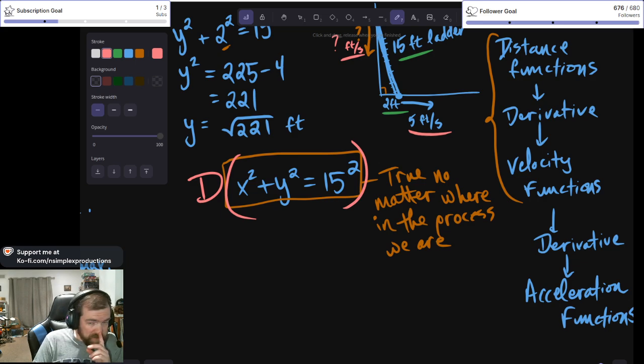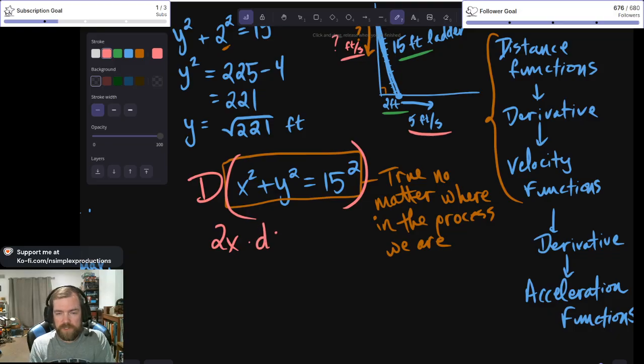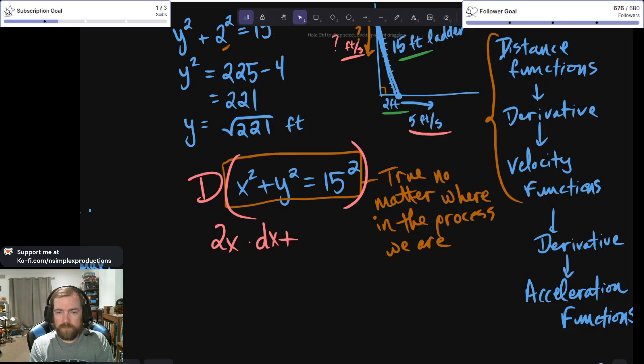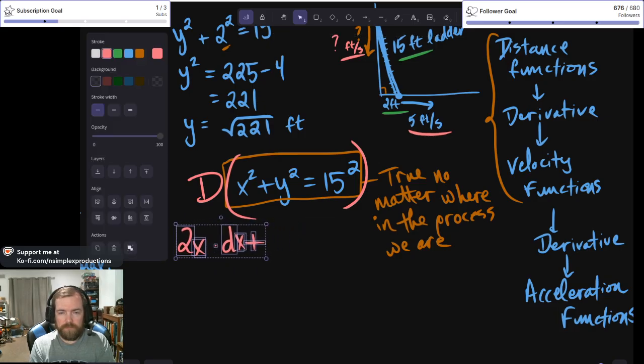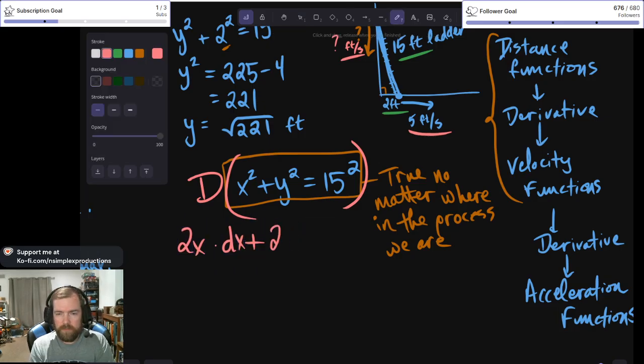So what we can do here is take the generic derivative of all of this stuff, and we end up with the derivative of x squared is going to be 2x times, use the chain rule, the derivative of the thing on the inside, which is dx, plus same deal here, 2y dy is equal to the derivative of a constant, 225, is just going to be 0.